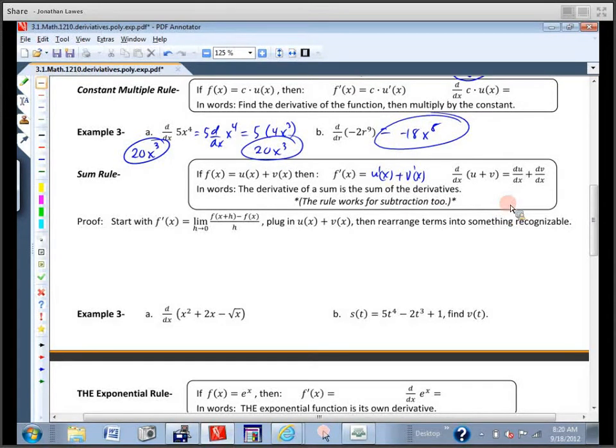The only reason I'm writing this two different ways is just so you get used to the notation. It's not two separate rules. It's just different ways of writing the same thing. Again, this is prime notation. This is differential notation. Okay? Any questions there?